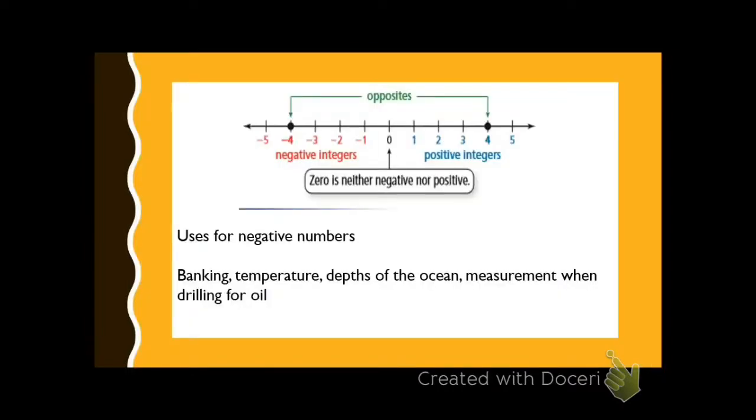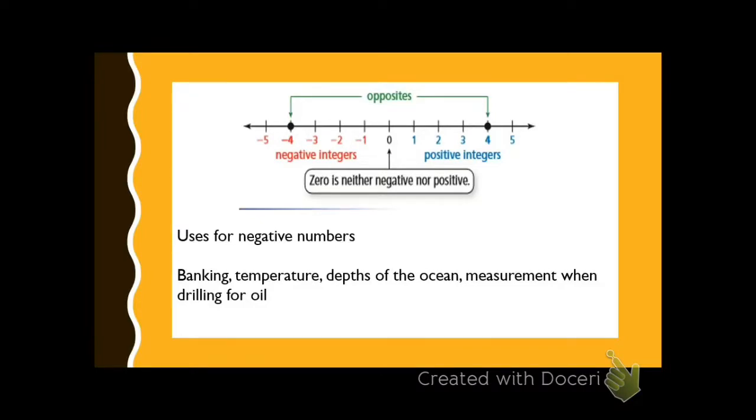Some uses for negative numbers: we use them in banking. It's not a good thing. If your bank account is in the red, or it's in the negative, that means you have spent more money than you have. You have written a check or charged something when you didn't have money to back it up. So that means you owe people money.